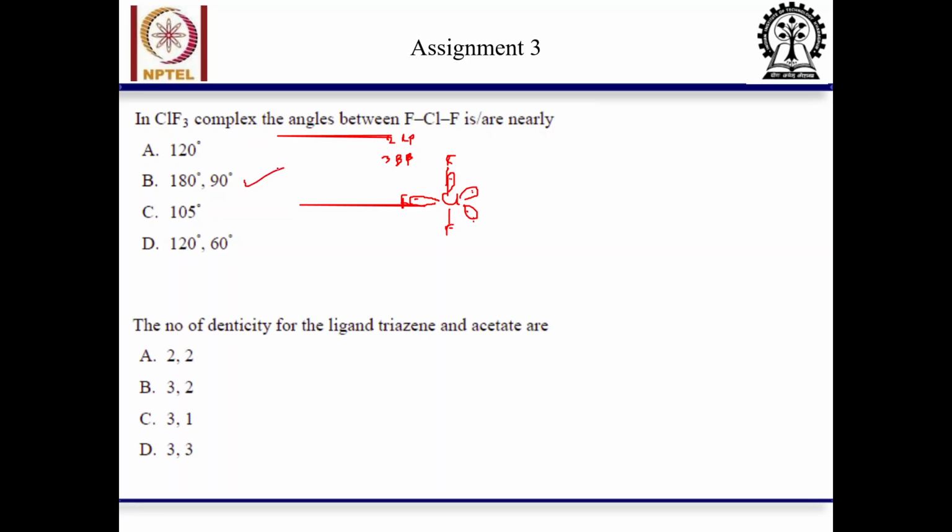Yeah. Can we go to the next question: the denticity of the ligands triazine and acetate are? Triazine, I think we have seen in a question previously, the copper complex with triazine, Cu triazine, then bracket 2. So what is the denticity there and what is the denticity for acetate? Can anyone just tell me what is the answer?